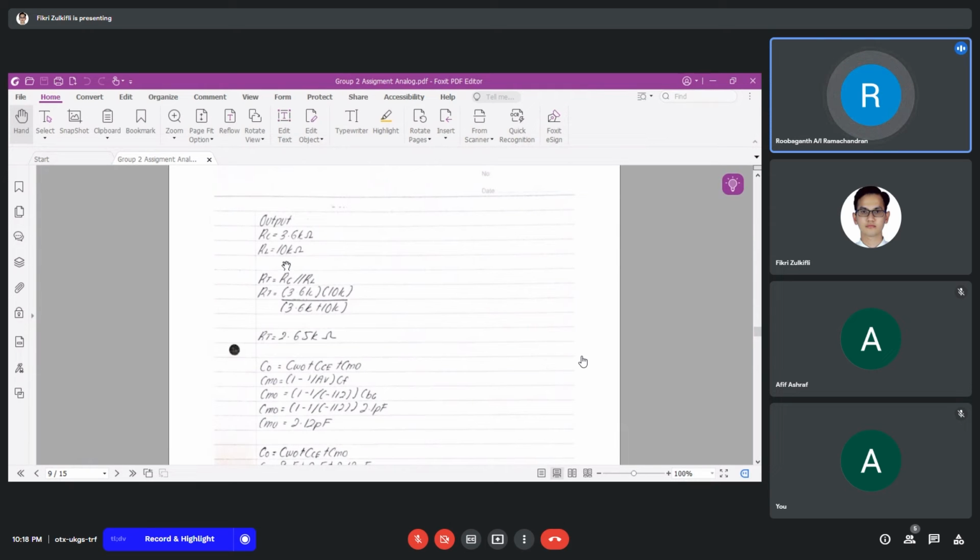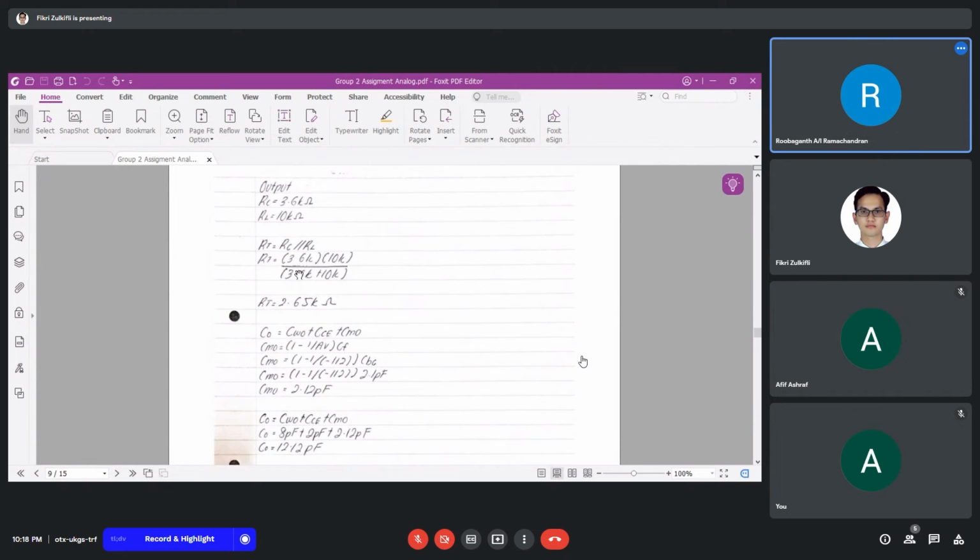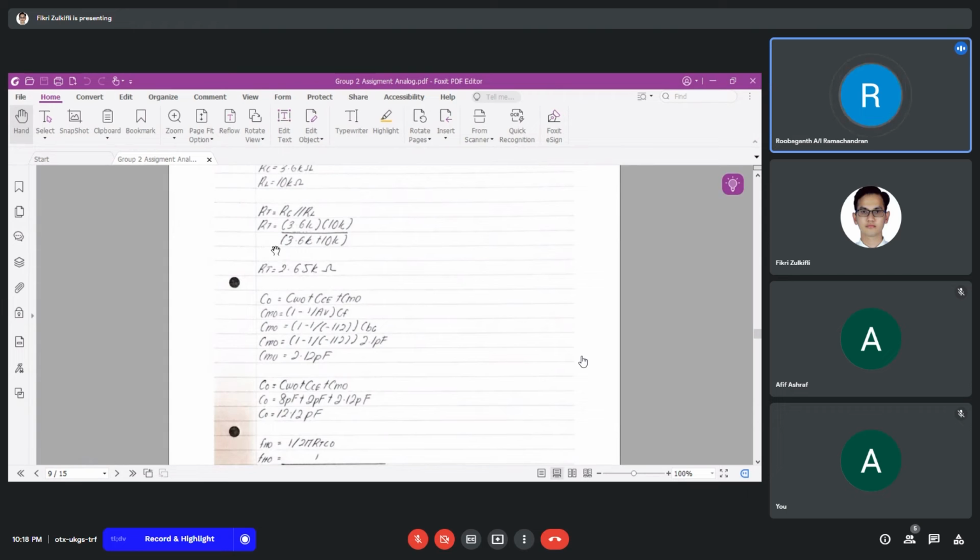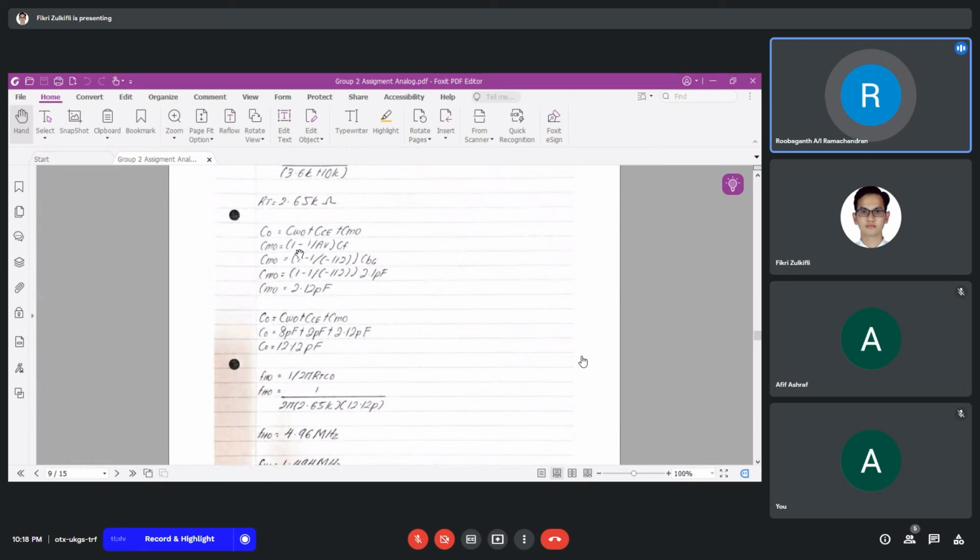Next is output. RC is given there as 3.6 k ohm, and RL is given as 10.6 k ohm. So to find R total, it is RC parallel to RL, where we will get 2.65 k ohm. So C output is equal to CWO plus CCE plus CMO. CMO is equal to 1 minus 1 over AV times CF, and CMO equals 1 minus 1 over negative 112 times CBC. Substitute the values inside the equation, and we will get CMO equals 2.12 picofarad.